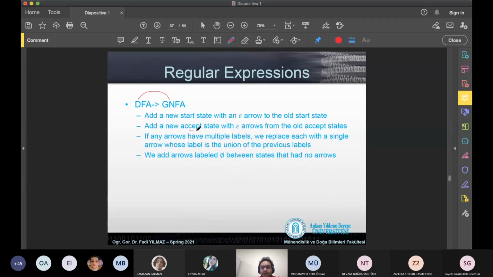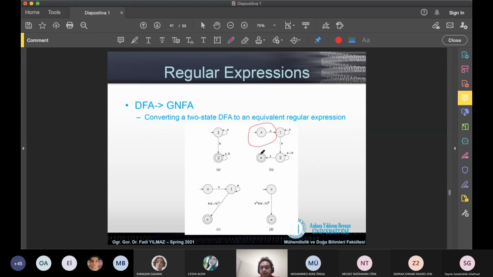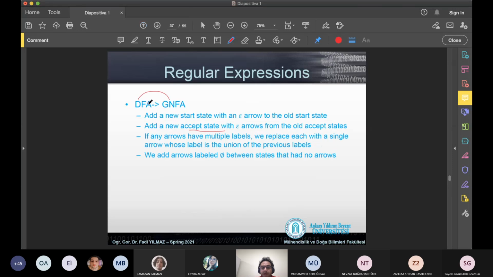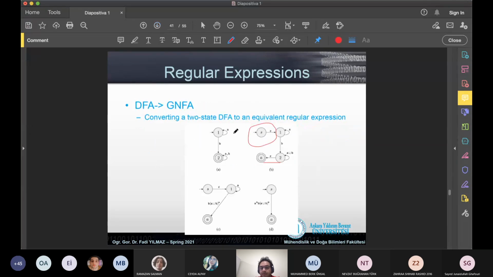And here, add a new accept state with an arrow from the old accept state, like this. This is the old accept state, and now we have a new accept state with the epsilon arrow, right? If any arrows have multiple labels, we replace each with a single arrow whose label is the union, like this. If we have A and B, we put A union B.